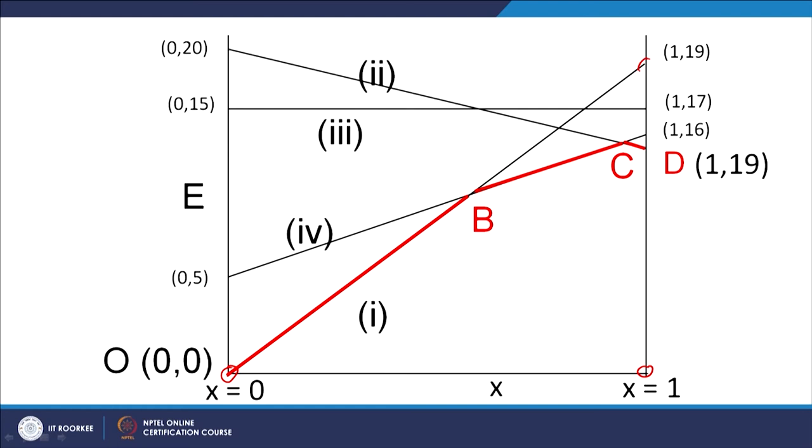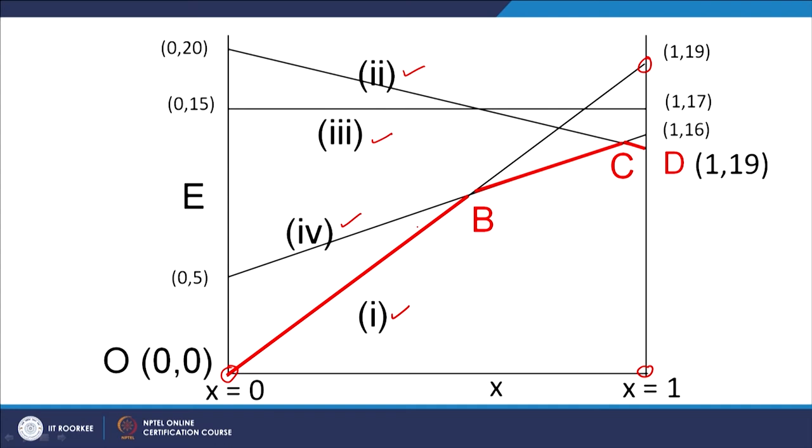So, this is the 1 and 19, and like this we can join these two points to construct a straight line. This is corresponding to the first one, and similarly for the second one I have drawn it here, and similarly the third one and the fourth one. So, now we have got these four lines representing the expected function, and we have to find out the point which gives us the maximum.